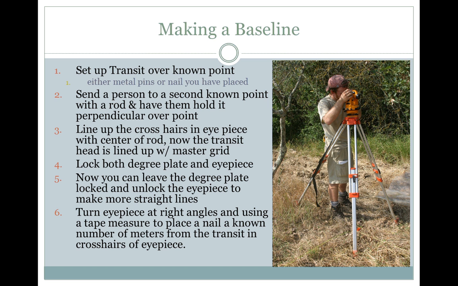You line up the crosshairs in the eyepiece with the center of the rod, and now your transit head should be lined up with a line on the master grid. At this point, you lock the degree plate and the eyepiece together. Now you can leave the degree plate locked and unlock the eyepiece, and this allows you to turn it without the compass being moved around. It allows you to turn the eyepiece and place lines wherever you need them to be.